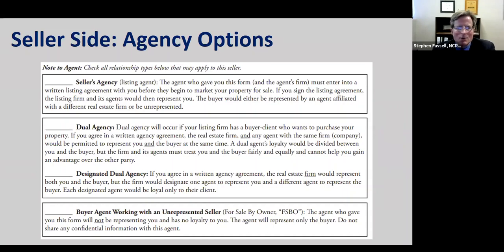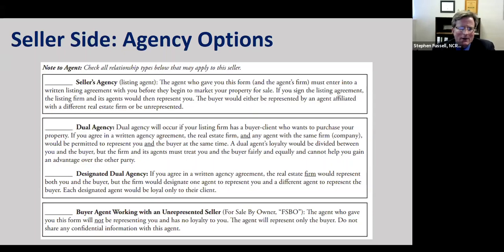Now, you're going to have some sellers who are a little bit hesitant about dual agency because of this divided loyalty issue. And if your firm offers designated dual agency, then you can progress to that type of agency relationship and say, look, if you agree in a written agency agreement, our real estate firm would represent both you and the buyer, but our firm could designate one agent to represent you and a different agent to represent the buyer. And in that case, each designated agent would be loyal only to their client. So this helps create some separation between the two agents, so that each client, the buyer and the seller, would have their designated agent, but the firm continues to represent both parties.